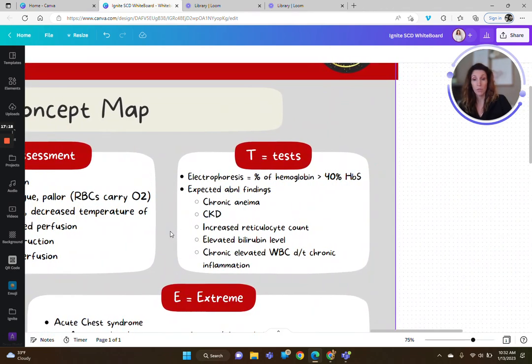All right, this brings us over to the T in patient, which is tests.